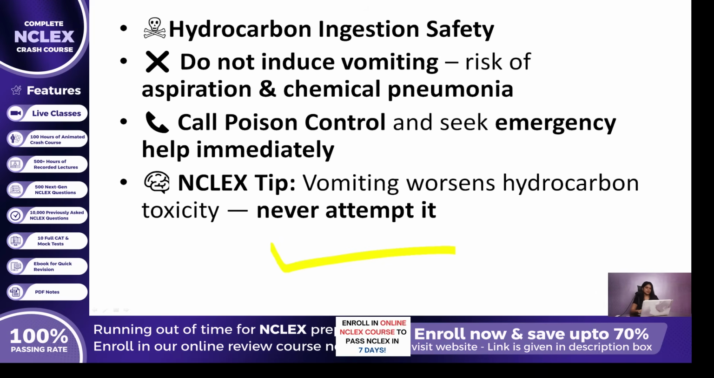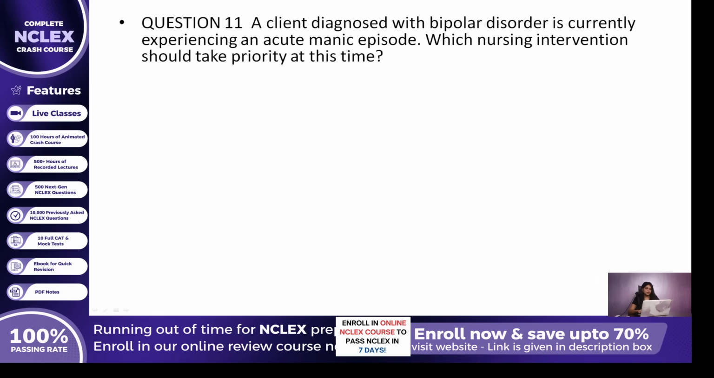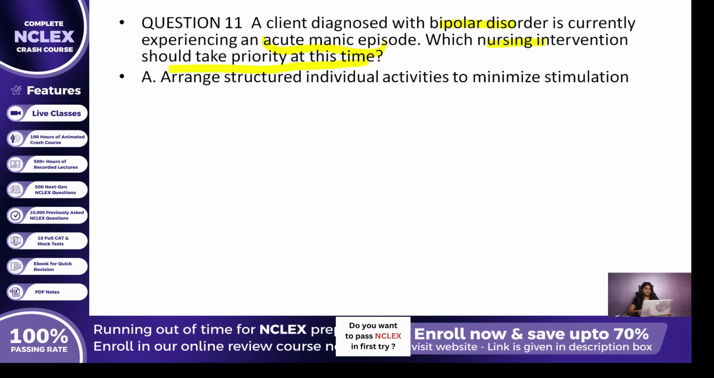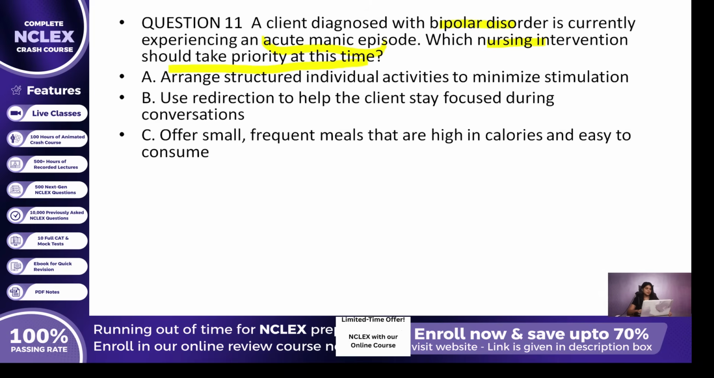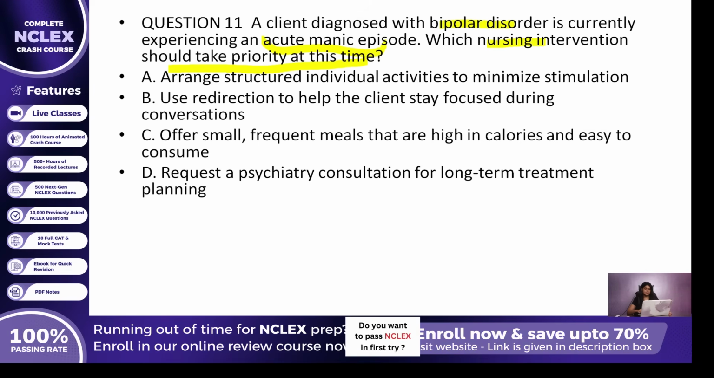Let us move forward to question 11, which focuses on immediate care for a client in acute mania. A client diagnosed with bipolar disorder is currently experiencing a manic episode. Which nursing intervention should take priority at this time? Here are the options. A. Arrange structured individual activities to minimize stimulation. B. Use redirection to help the client stay focused during conversations. C. Offer small, frequent meals that are high in calories and easy to consume. D. Request a psychiatry consultation for long-term treatment planning.